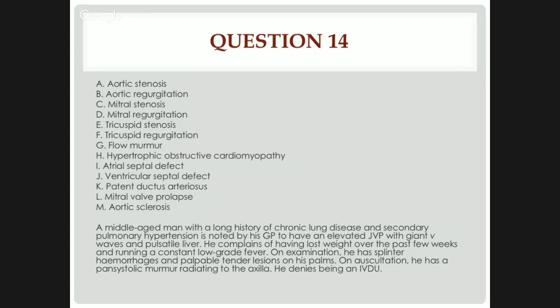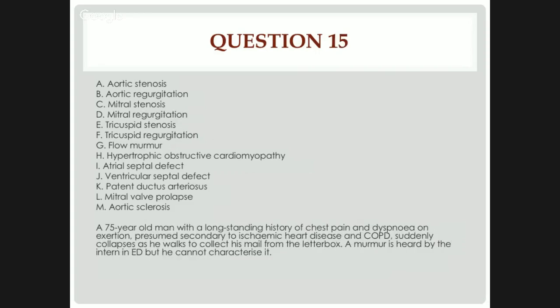Mitral regurg. Secondary to what? Why does he have mitral regurg? Infective endocarditis. Yeah, remember splinter hemorrhages and palpable tender lesions, which are Osler's nodes. So the things you look for on a cardio exam. So this is actually two murmurs. Sorry, I was feeling sneaky with that.